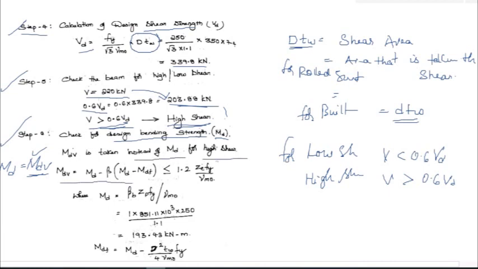So according to the code 9.2 clause, we get that MDV is equal to MD minus beta into MD minus MDF, and this value has to be less than or equal to 1.2 times ZD Fy by gamma m naught. So now first let us calculate MDV, and then let us check with this condition whether it is satisfying or not. So in this equation, what is MD?